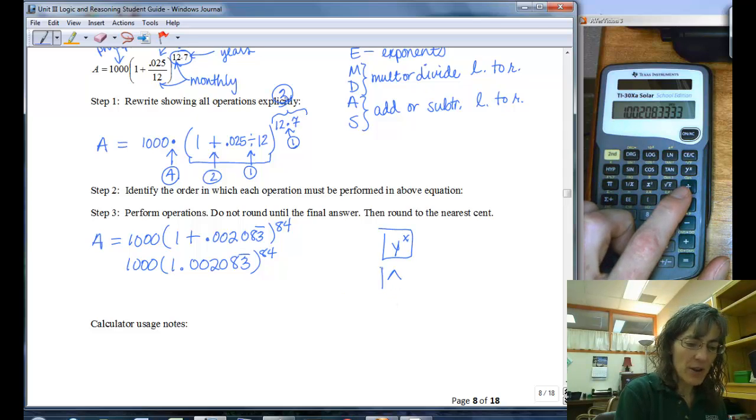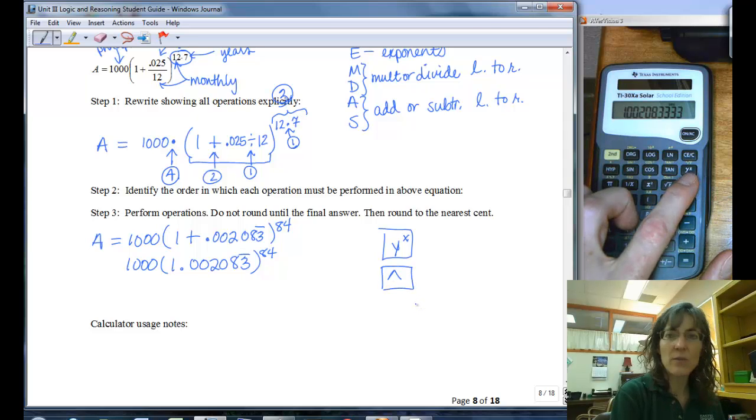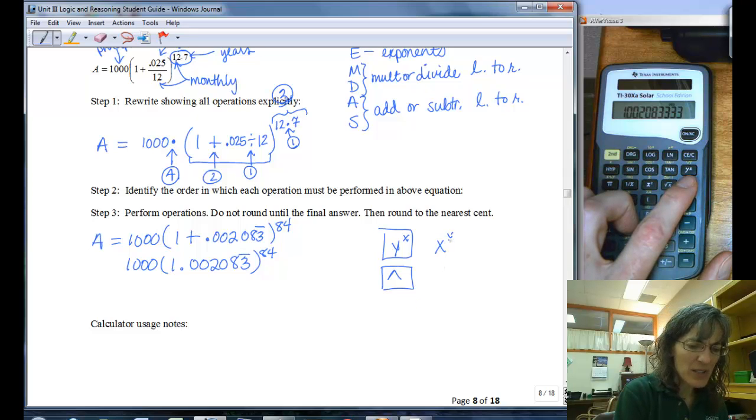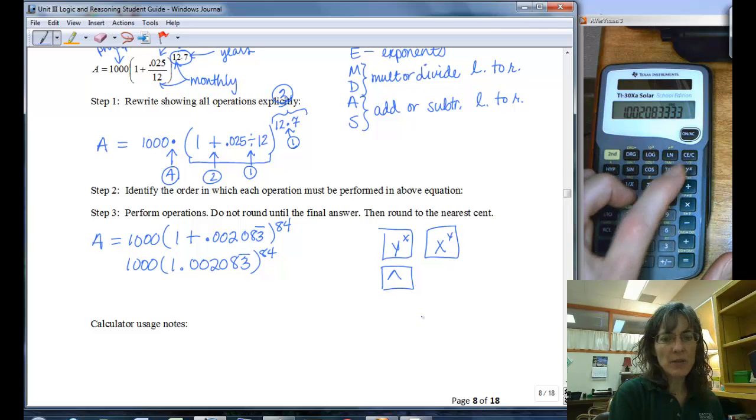You might have a caret. That key is also for the power, so you would use that instead of the y to the x. It works the same. You might also have x to the y. I've seen that on some calculators. So you're finding the one that gives you that exponent.